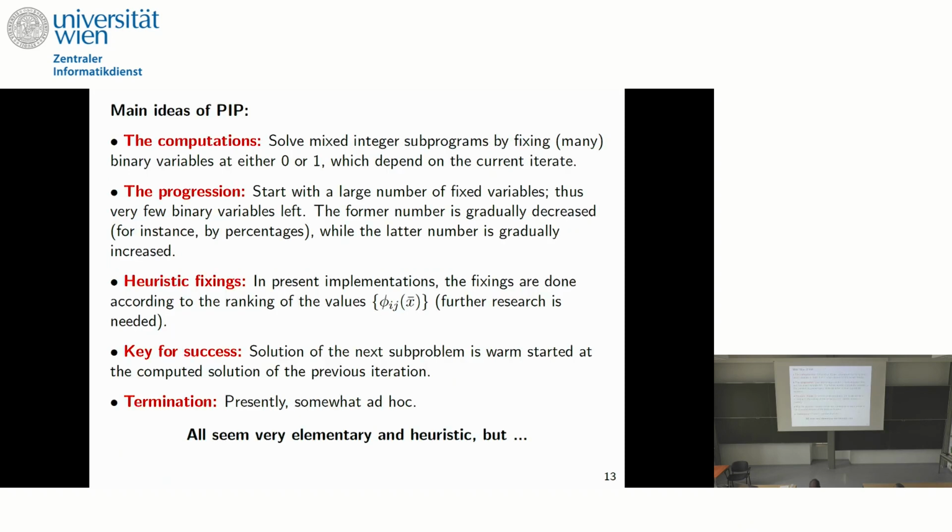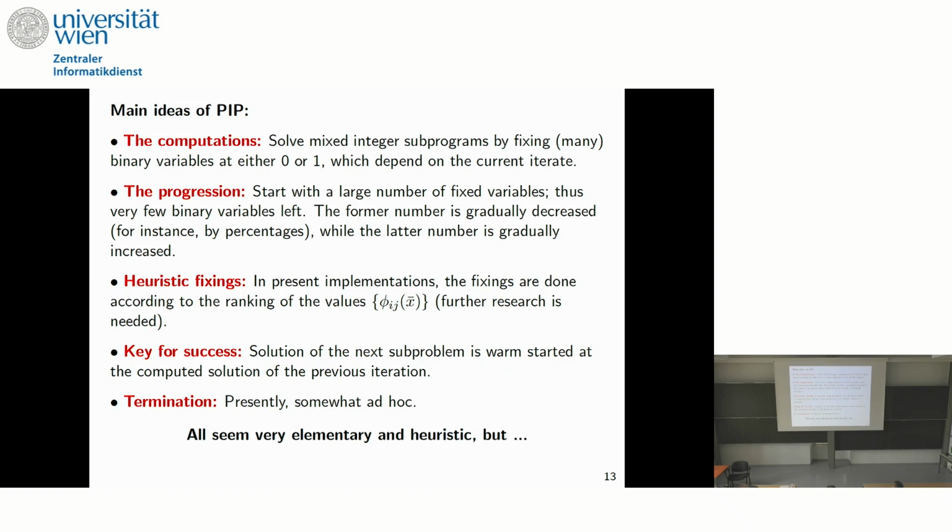So the main idea is that the computational main step is to solve mixed integer subproblems by fixing many binary variables at either 0 or 1. You have a small number of integer variables, and you gradually increase the number, and that's where the progression is. You start with a large number of fixed variables, leaving very few binary variables, and then you gradually increase the number of unfixed integer variables.